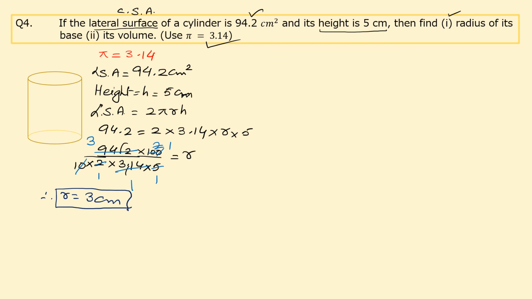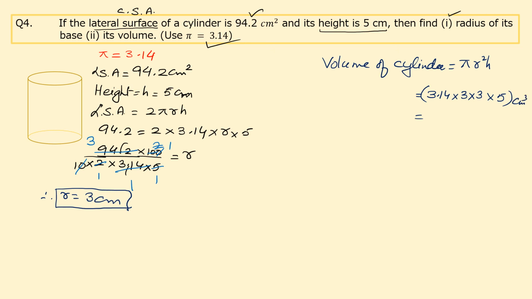We have to find out the volume. Now, the volume of cylinder we have to find out. Volume of cylinder का formula is pi r square h. Now let's substitute the value. Pi is 3.14. r हमने 3 निकाला है, so write it twice. And h is given as 5. Now let's multiply all these terms to get the volume. On multiplying these, we get 141.3 centimeter cube, right?